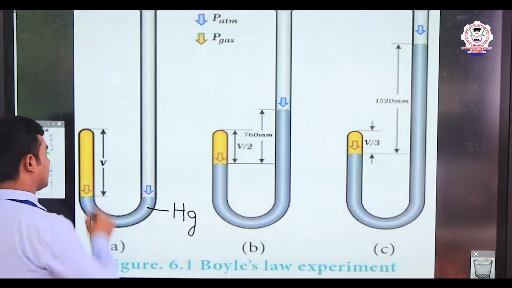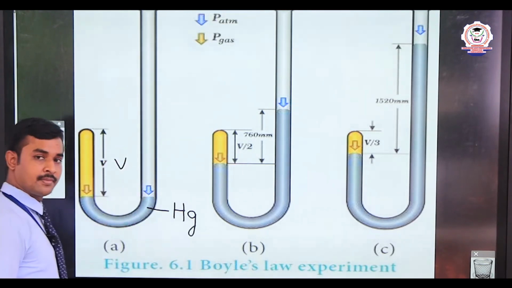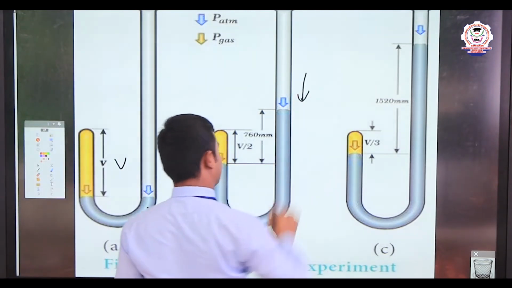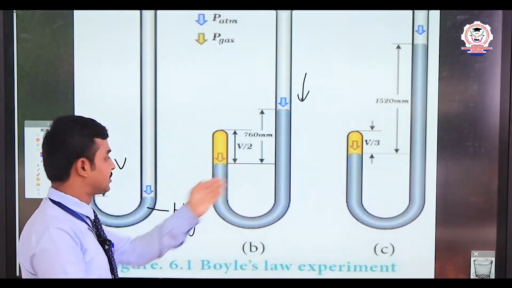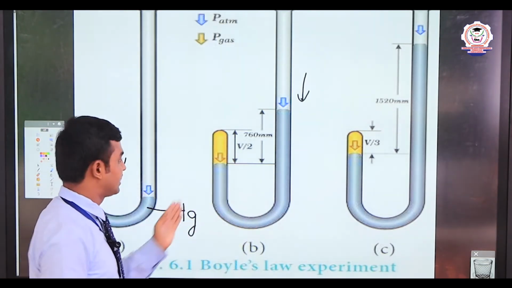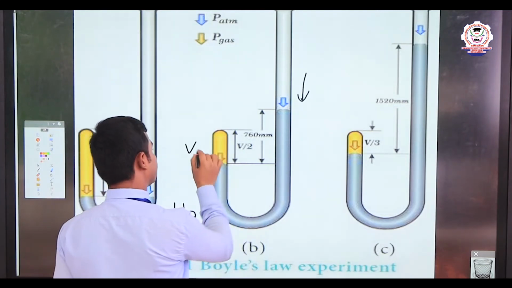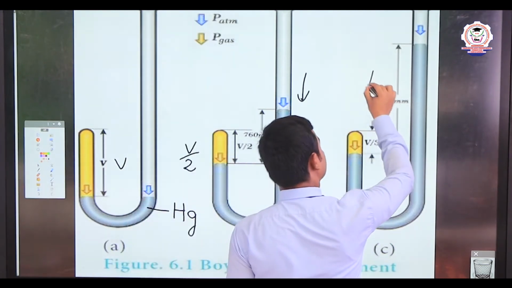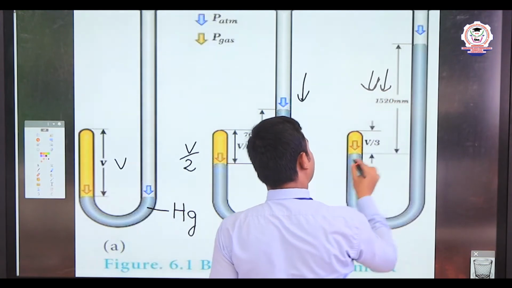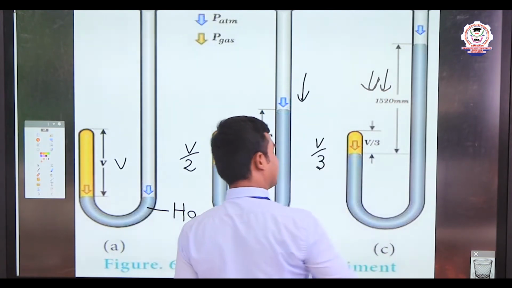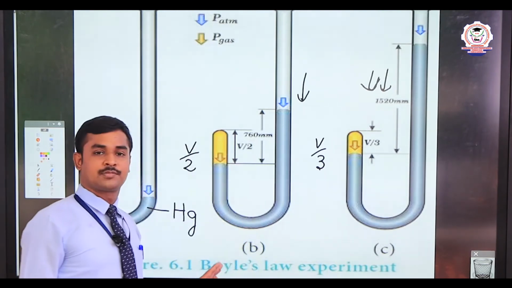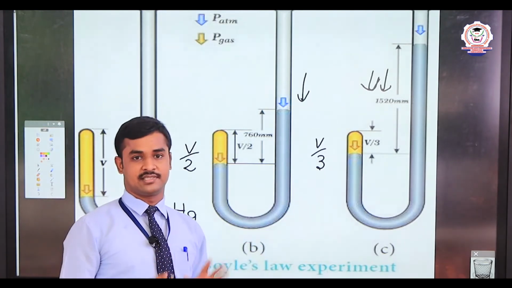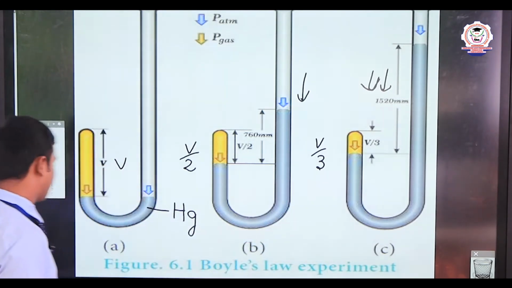Here you keep the gas, first the initial volume is V at a particular pressure. Now if you apply pressure, the mercury will move from the right side to the left side, so that the volume decreases to V by 2. If you apply more pressure, the volume further decreases to V by 3. It is a basic experiment. By doing this experiment, you can know that when we apply pressure, volume is decreased. That is the concept. It is a Boyle's law experiment.